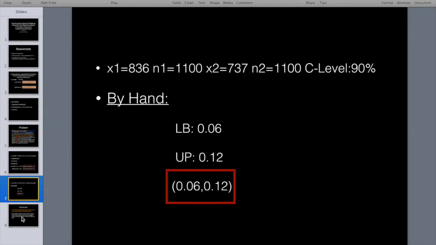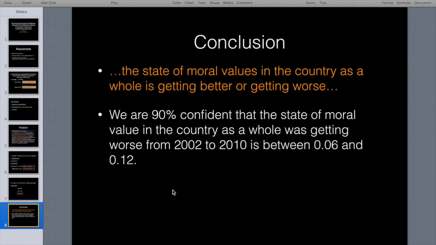And now, finally, we can state the conclusion. As I mentioned, this was really important because here we can see that they are asking us about the state of moral values in the country as a whole, if it was getting better or worse. So now we can say that we are 90% confident that the state of moral values in the country as a whole was getting worse from 2002 to 2010. It's between 0.06 and 0.12.